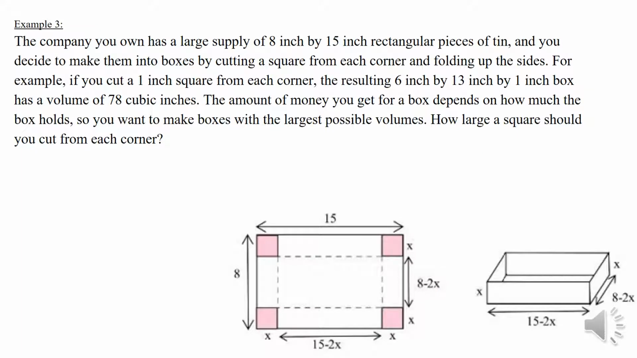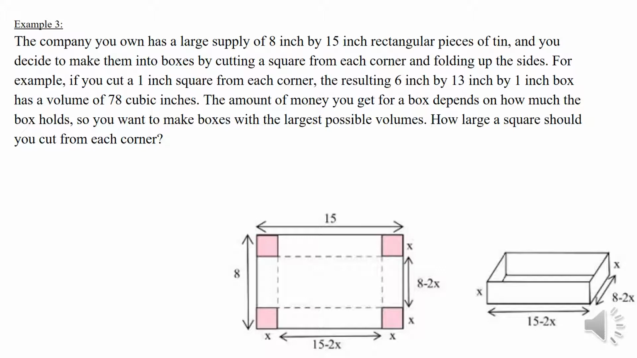Example 3 and 4 do require you to have a calculator, but I'll do my best to explain at least the process without the calculator. So the company you own has a large supply of 8-inch by 15-inch rectangular pieces of tin, and you decide to make boxes by cutting a little piece from each corner and folding up the sides. So, for example, if I cut 1 inch from each corner, I go from an 8 by 15 to a 6 by 13.